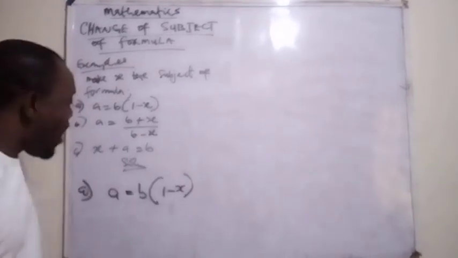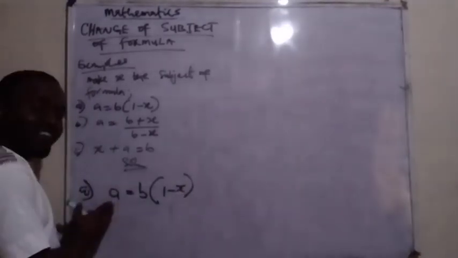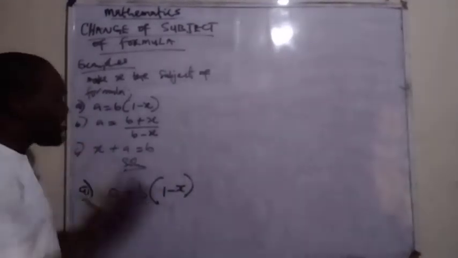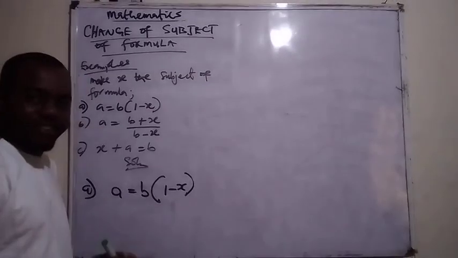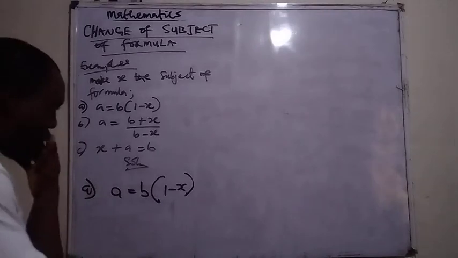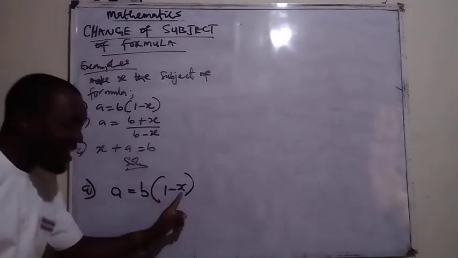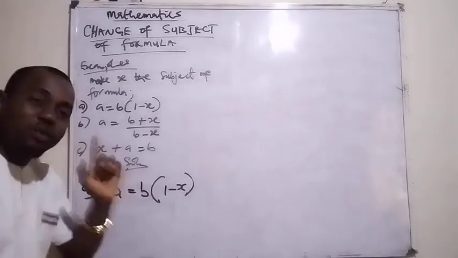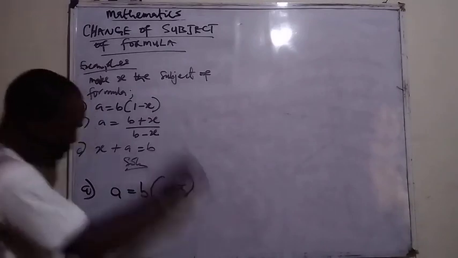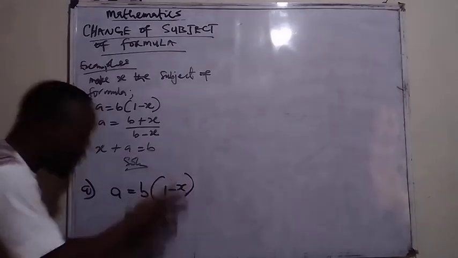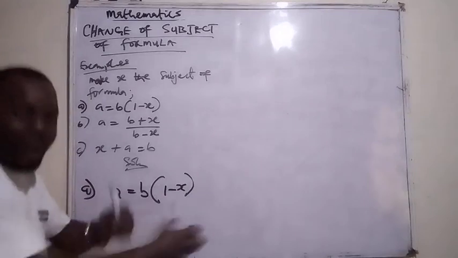Is that okay? Now, our target is to make this X stand here alone without any other parameters or digits or alphabet standing with it. Now, let's try it. When you see a question like this, where our target is X, the first thing we need to do is open this bracket, because we cannot remove X from inside this bracket as it is now. Except we open the bracket, that is the only way we can pull out X.